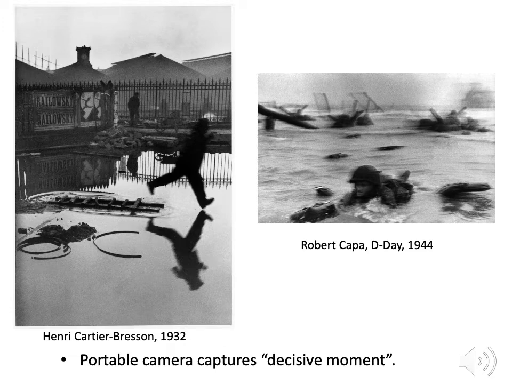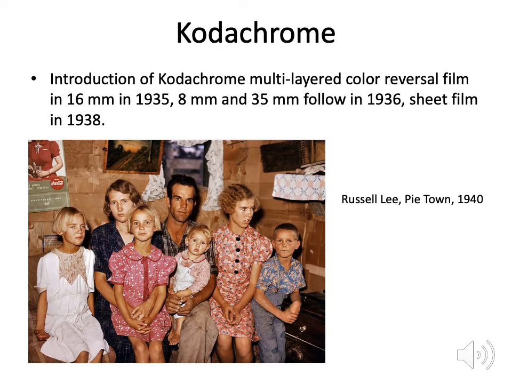Here we have a very famous photograph by Bresson in 1932, someone jumping, running through a puddle. On the right, we have Robert Capa of D-Day in 1944, taken with a Leica camera, which is a small, portable 35mm film camera. So now let's talk about color photography. The introduction of Kodachrome. Kodachrome film made by Kodak, which is a multi-layered color reversal film. All right, now this is the first foray into the color processes.